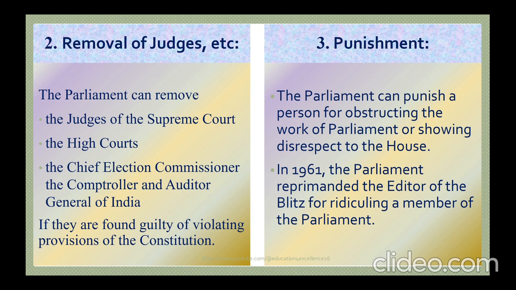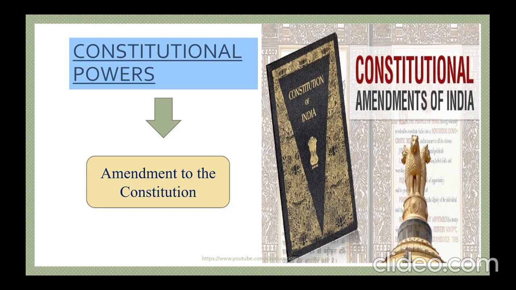The Parliament can punish a person for obstructing the work of Parliament or showing disrespect to the House. In 1961, the Parliament reprimanded the editor of the Blitz for abusing a member of the Parliament. The Parliament punished this action of abusing, targeting, or commenting in a negative way towards a member of the Parliament.